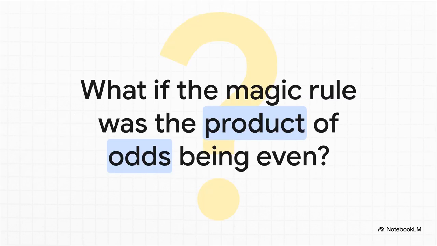Okay, so now you know the secrets of the library, but I've got one last riddle for you. What if the magic rule changed? What if a row was magical only if the product of its odd numbers, multiplying them together, was an even number? How would you have to change your plan? What part of the code would need a rewrite? It's something to think about.